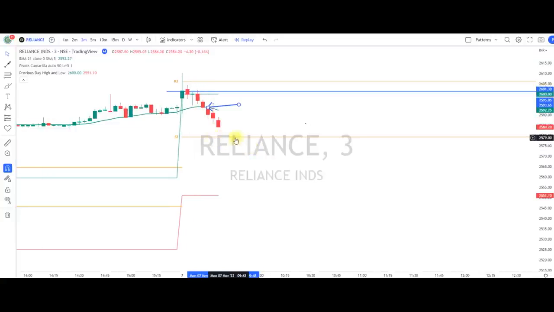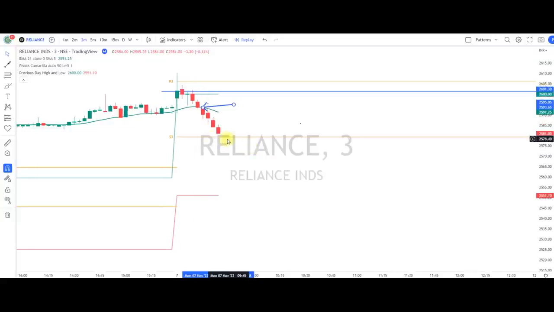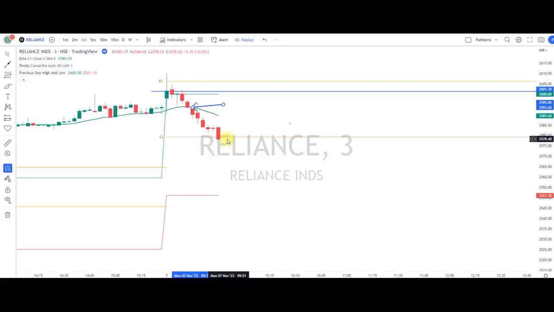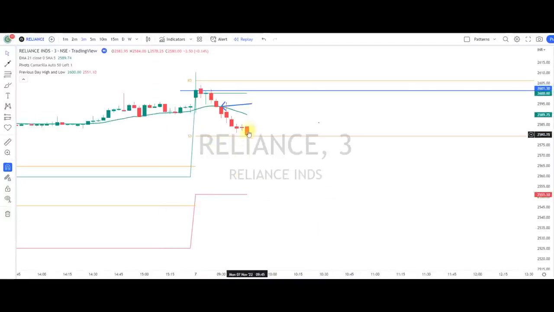So as S3 is nearby, we can always book our profits there, or you can do a quick scalp and exit the trade. See, Reliance touched the S3 zone, so we can book our profits here. Once you book your profits here at the S3 zone, you should not enter into another trade before you get a strong confirmation. So we'll see how the price is behaving at this zone.